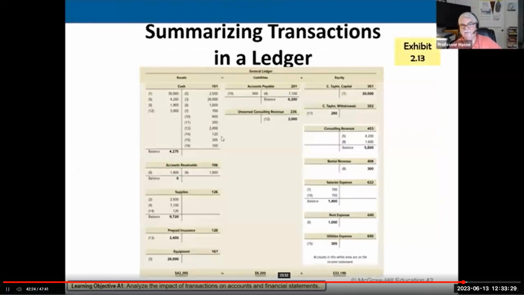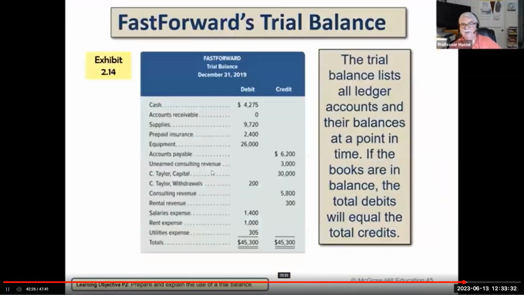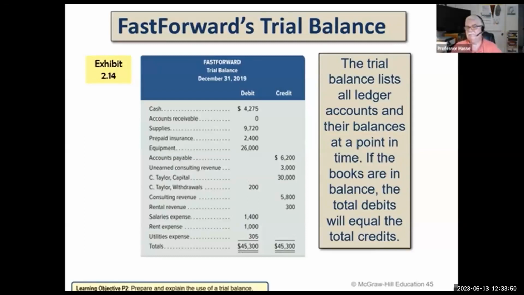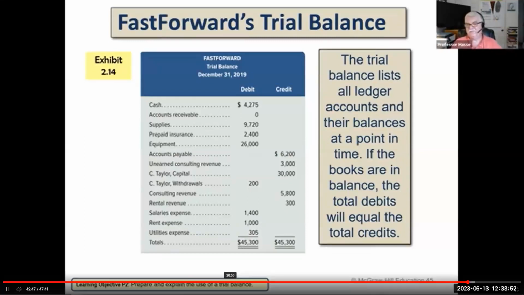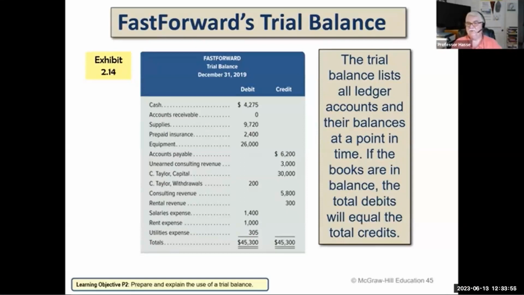When you're done with this ledger, then you prepare a trial balance. You take all the balances in your ledger and list them. What are the debit balances? What are the credit balances? And whew, they equal. All this tells you is that your accounting equation is in balance. And you can go further on into your business. This is like a quick check.